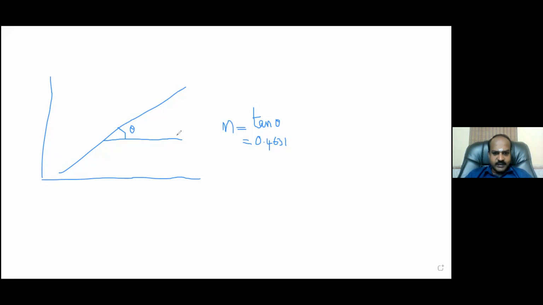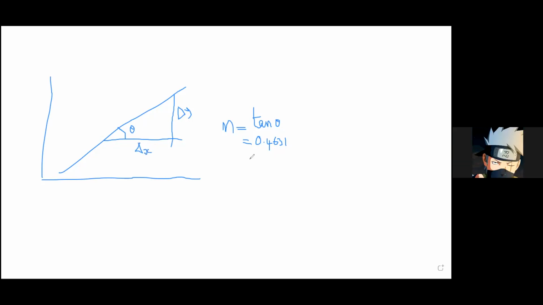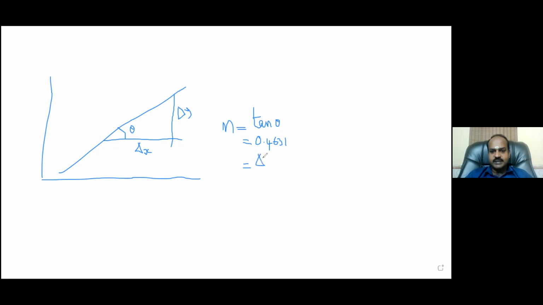Another method is, after drawing the horizontal, you draw a vertical also. Now the length of the vertical line is nothing but delta y. Similarly, the length of the horizontal line is called what? Delta x. If you actually find out the ratio between delta y and delta x, you know how much it will come to be? How much will this be? 0.46. Very good. That's all. So you use any method, m equals tan theta, or use del y by del x. Now you know the value of the regression coefficient.